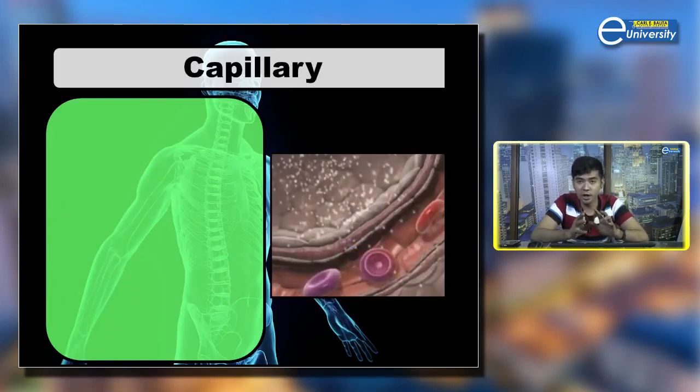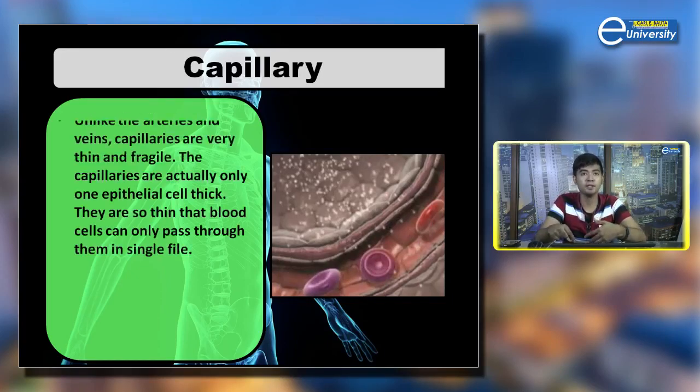So if the function of the artery is to allow the oxygenated blood to pass through our body, the veins act as the passageway of the blood back to the heart and to the lung to pick up oxygen in the alveoli. So next is the capillary.